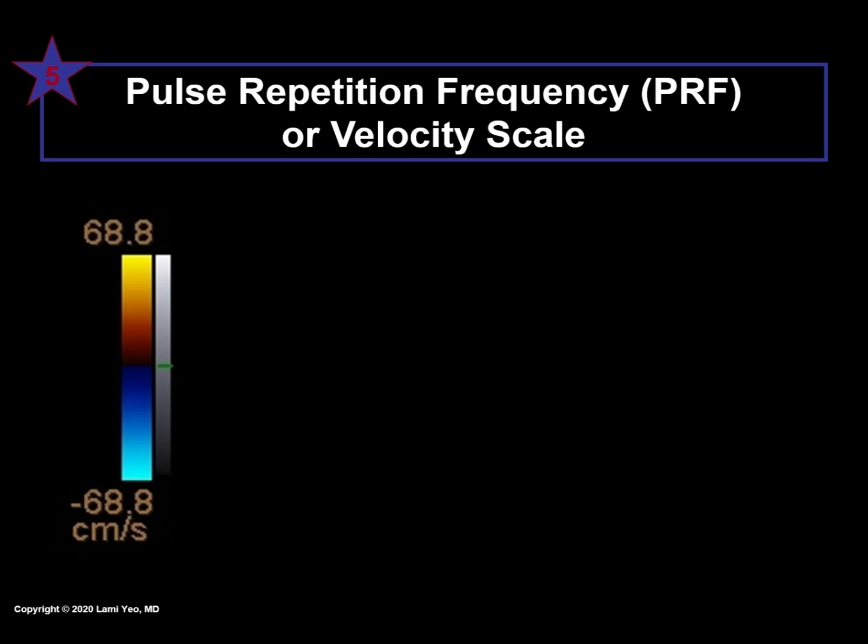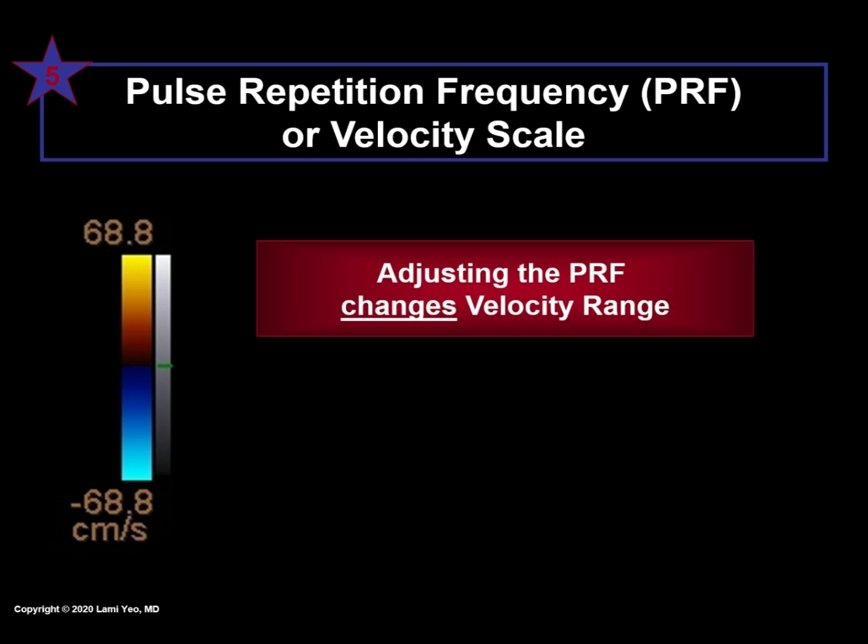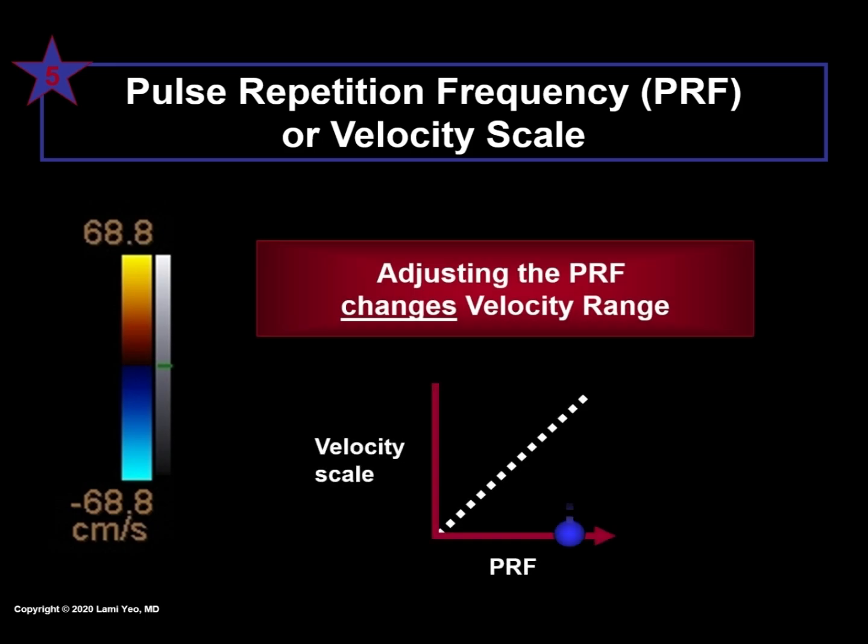An important concept is that adjusting the PRF changes the velocity range. Both are directly proportional to each other, so the higher the PRF, the higher the scale of velocities that can be detected. As the scale increases, the maximum Doppler shift information that can be displayed without aliasing also increases. We will review aliasing shortly.